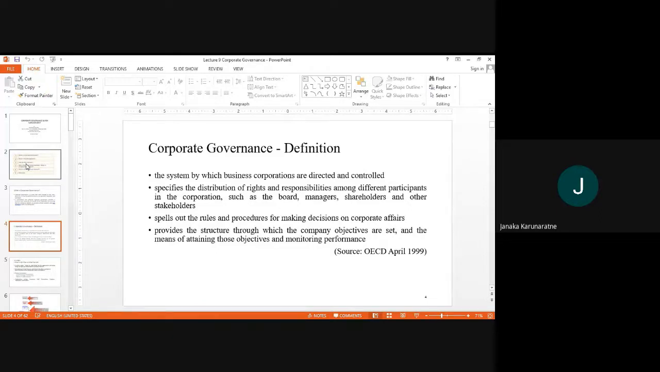So it sets rights and responsibilities among different parties, internally as well as externally. It spells out rules and procedures for making decisions on corporate governance, so it's sort of a broader rules and procedures setting framework. It provides the structure through which company objectives are set, and the means of attaining those objectives and monitoring performance. So it's a broader definition of corporate governance.